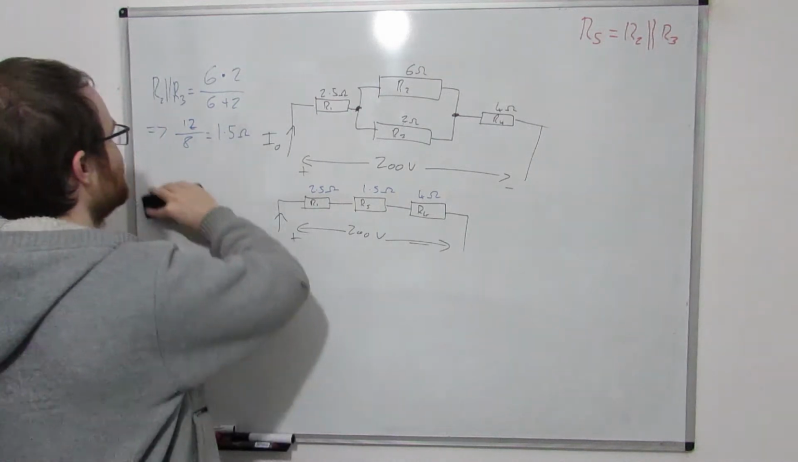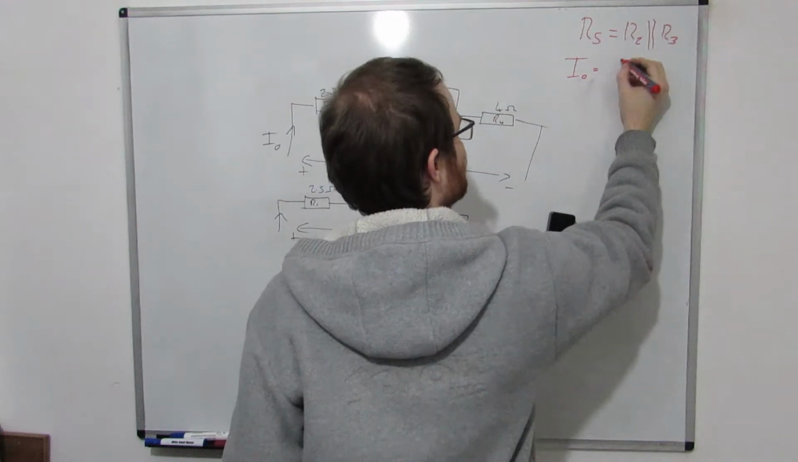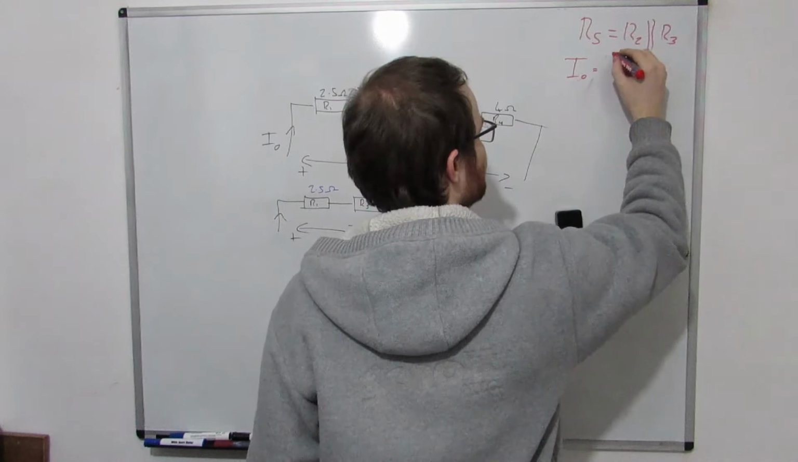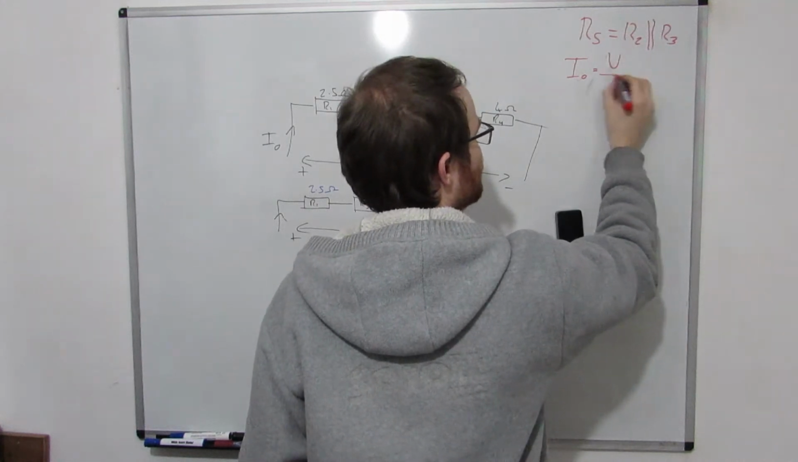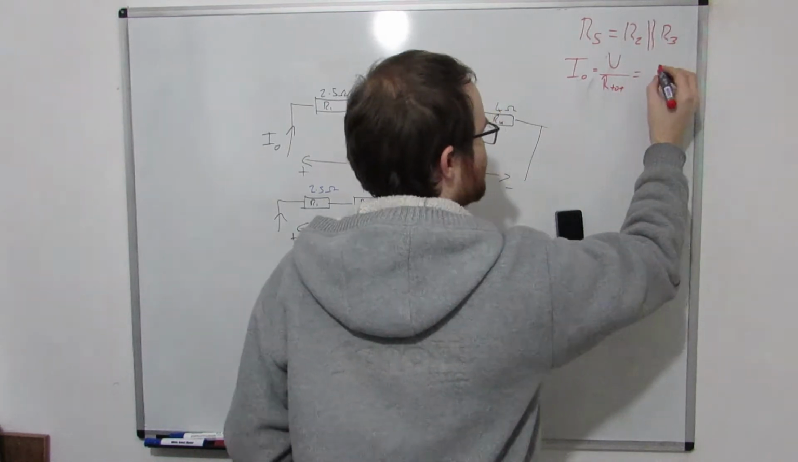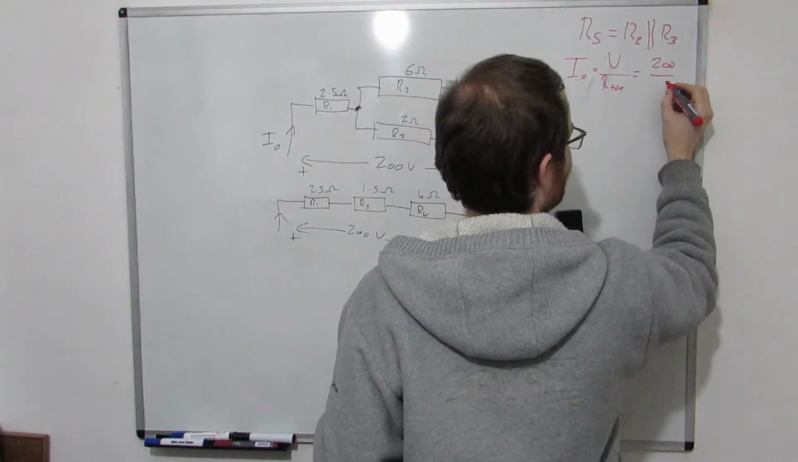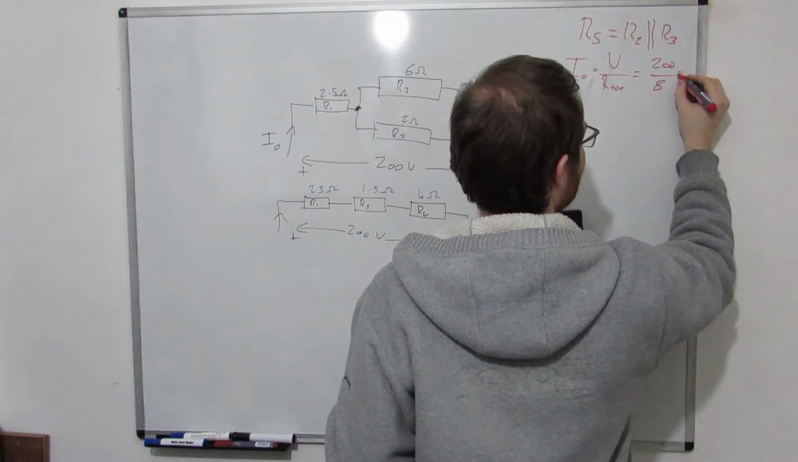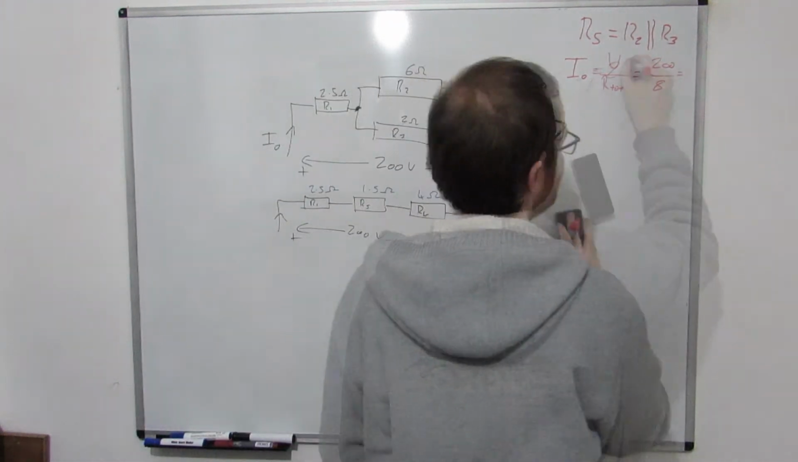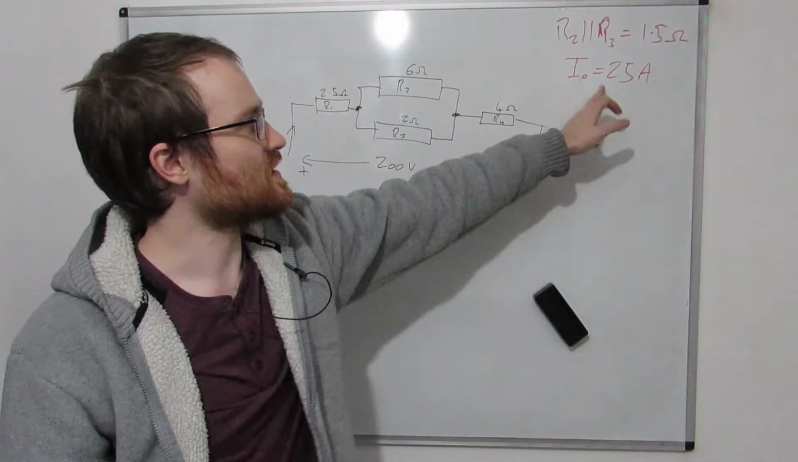So we can now see I0 is V over R total, which is 200 divided by 8, which is equal to 25. Okay, so now we've got this I0.